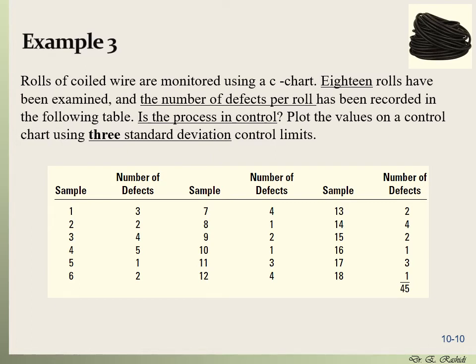So these 3 standard deviation control limits, that means that if you remember the formula for a control chart, that's the average plus minus Z multiplied by standard deviation. So here it says 3 standard deviation. That means that Z is actually 3.